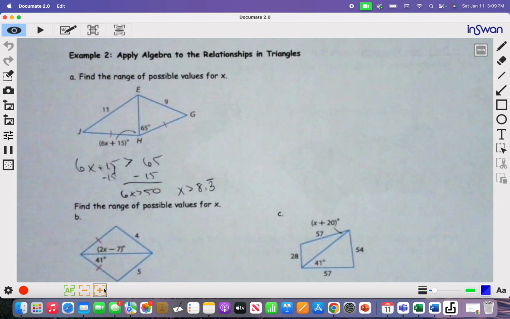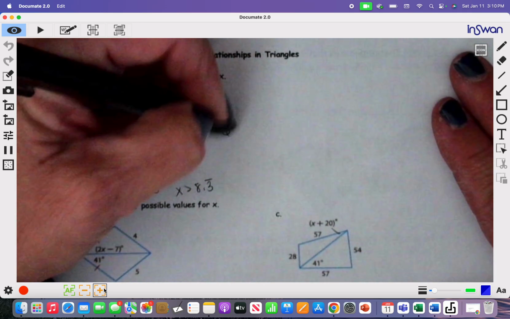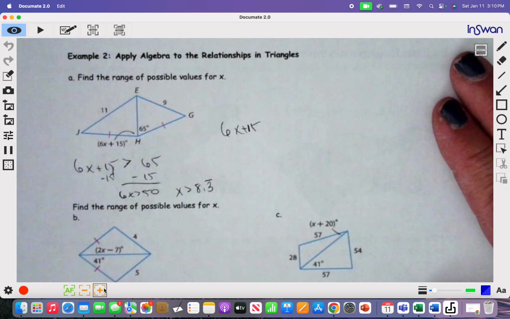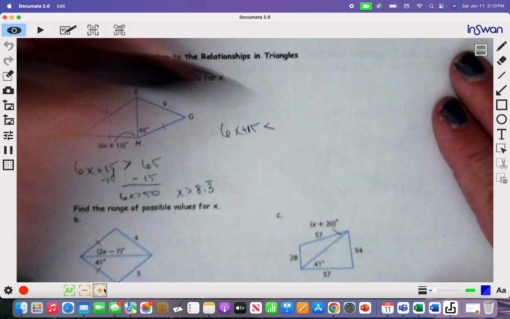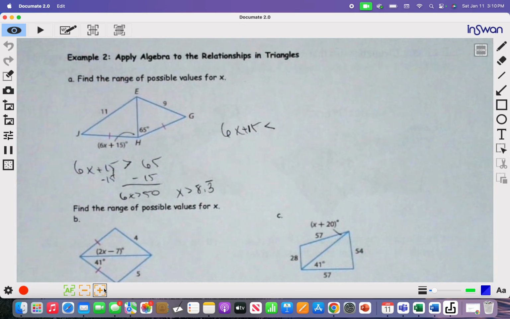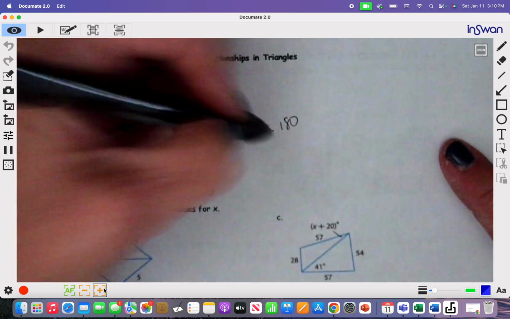Most of the time, and sometimes this doesn't happen, but for the majority of the time, we need two inequalities. We need a greater than and a less than, because it's a range. So we have to say it goes from this to this. Since I have a greater than, let's see if we can come up with one for less than that makes sense in this case. So again, we're starting with the 6x plus 15, and we have to figure out what to compare it to. Since it's an angle, the largest angle that we can have is a straight angle, which is 180. So this has to be less than 180. And then we solve that.